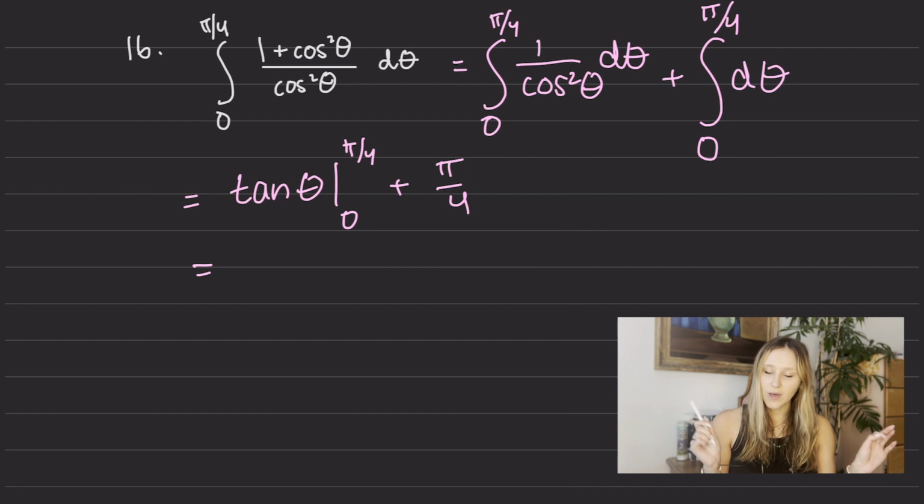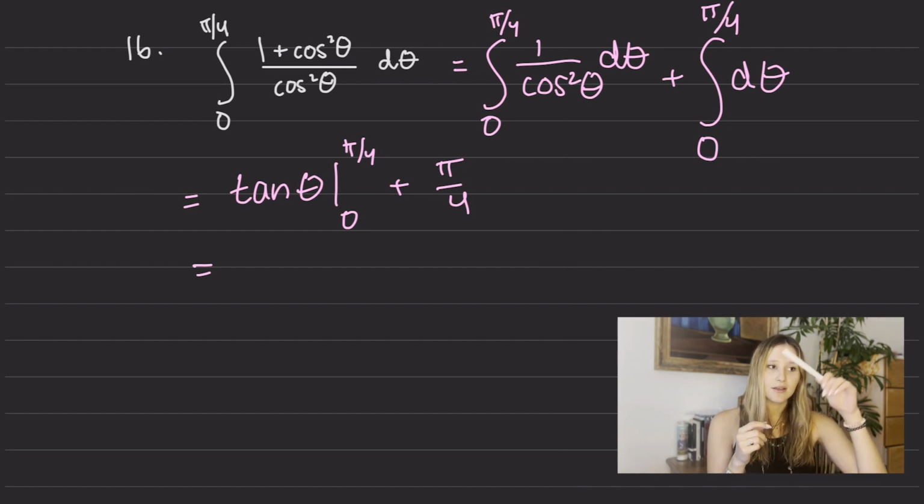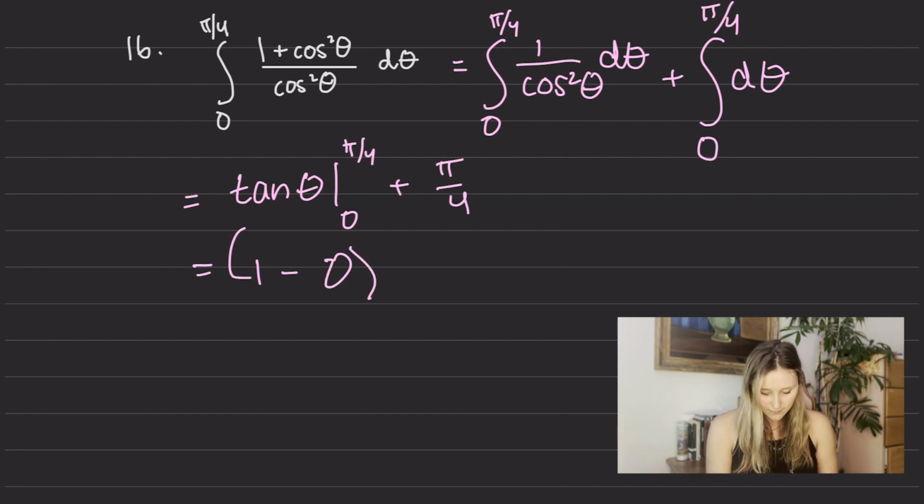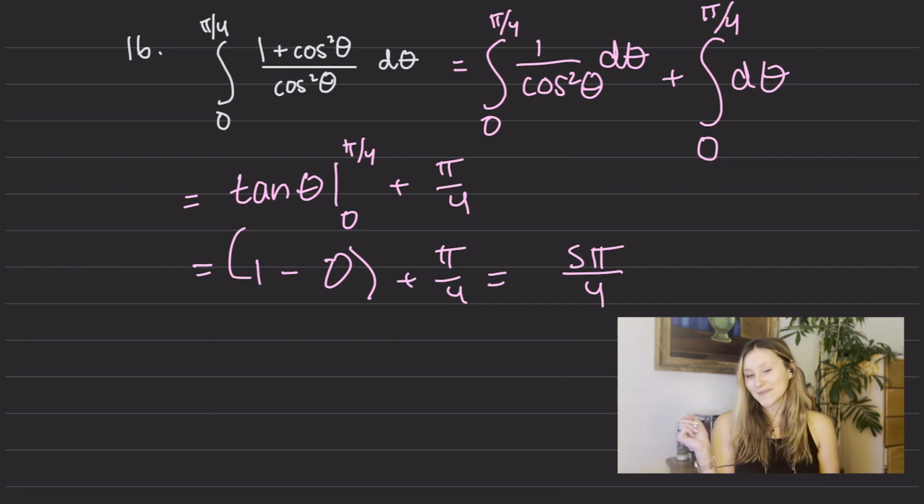Tangent of pi over 4 is going to be sine of pi over 4 over cosine of pi over 4, is how I remember it. Sine of pi over 4 is going to be root 2 over 2. Cosine of pi over 4 is going to be root 2 over 2. So we get 1. Sine of 0 is going to be 0 over whatever. It's just going to be 0. So we have 1 minus 0 there, plus pi over 4. That's going to be 1 plus pi over 4. We get 5 pi over 4.